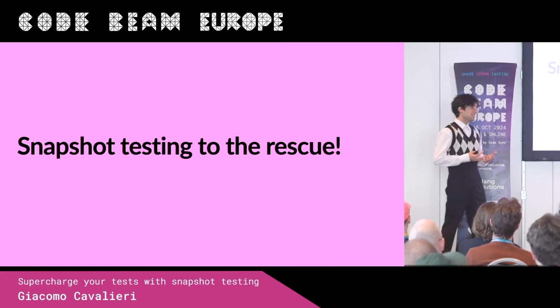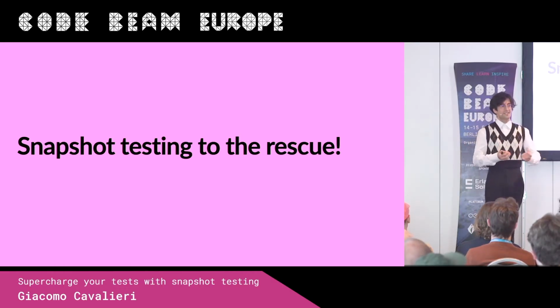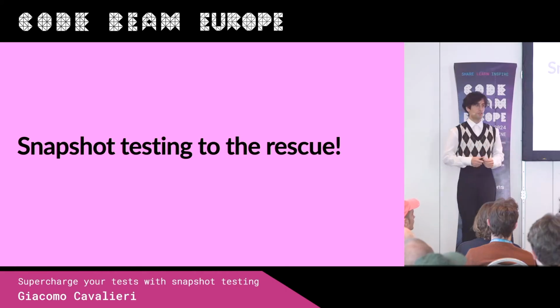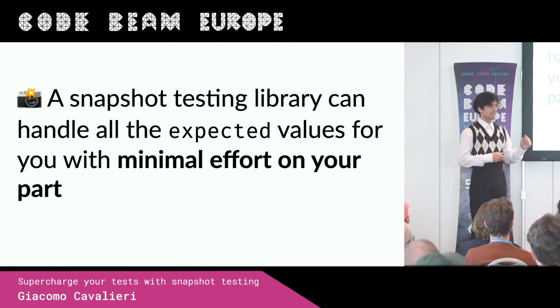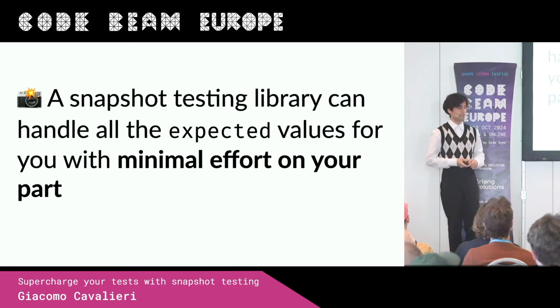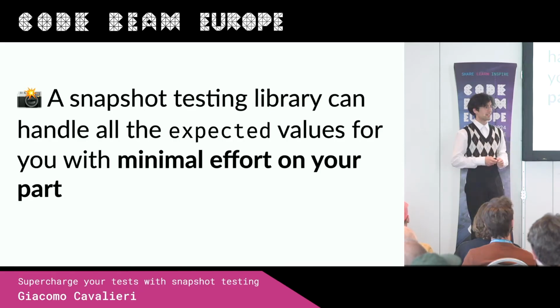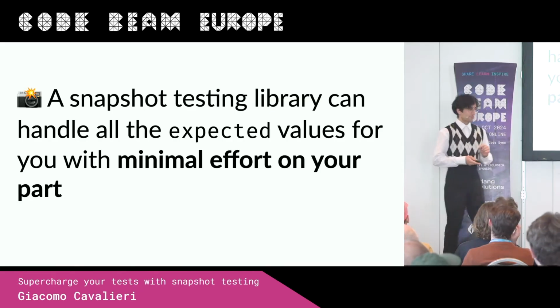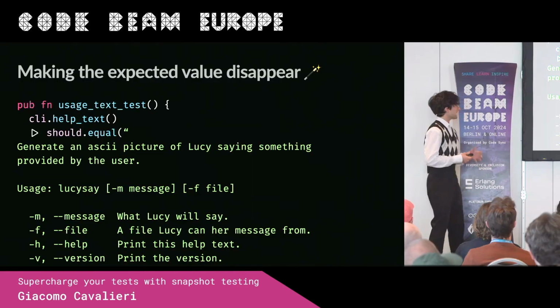So, what can snapshot testing do for you? Well, on the surface, it sounds a bit too good to be true. Basically, a snapshot testing library can take care of all those expected values automatically for you, with little to no effort from your part, and doing all the checking and keeping track of the value automatically. That sounds a bit magical, so I think that a code snippet here is worth 1,000 words, so let's have a look at some code.